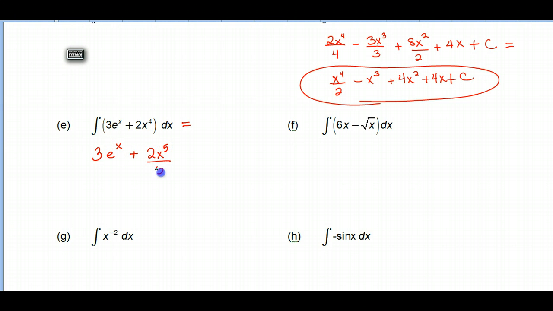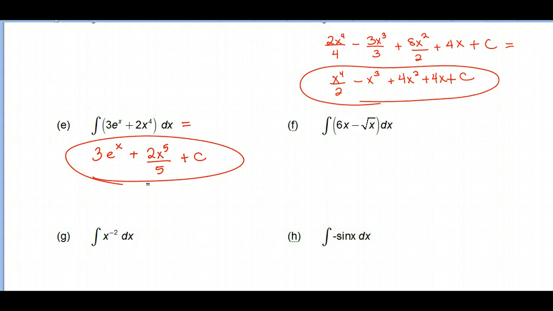2x to the 5th over 5. Let's see. Does anybody want to do f? Plus. When there's no bounds.